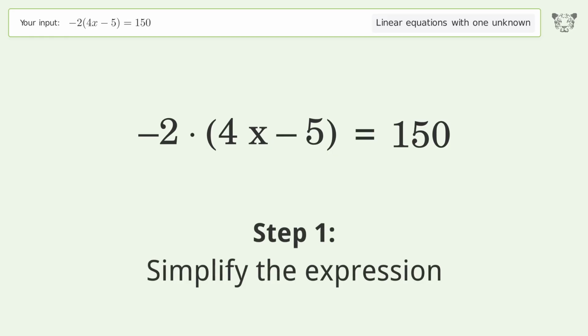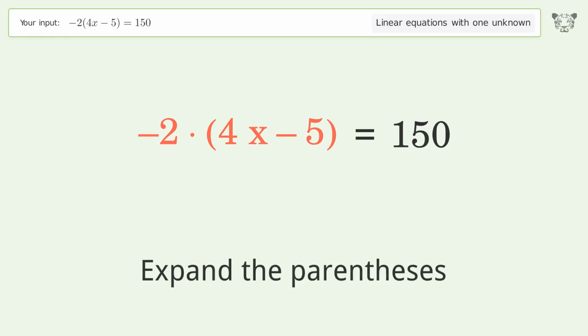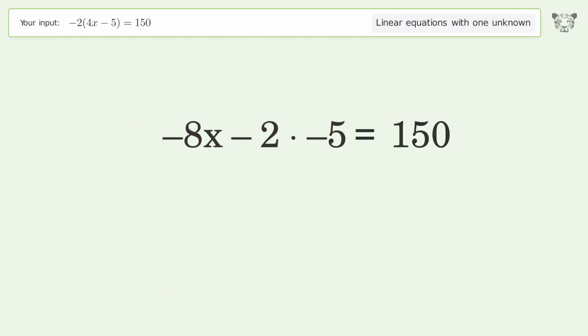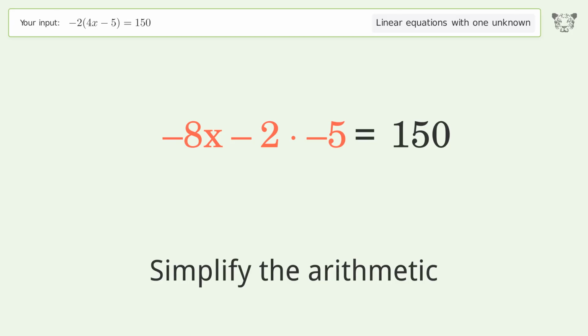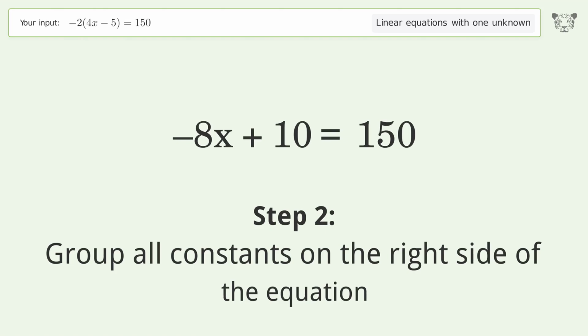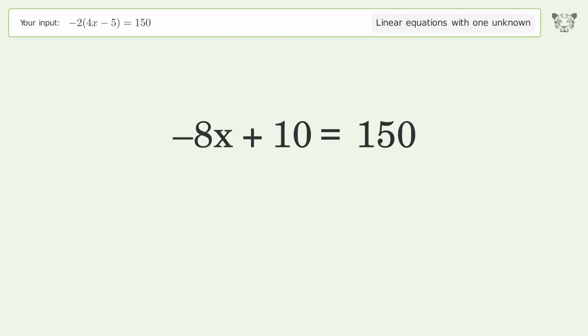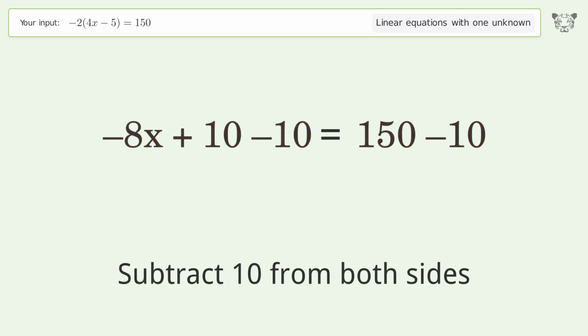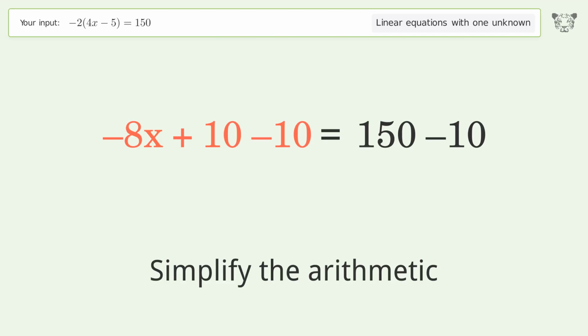Simplify the expression. Expand the parentheses. Multiply the coefficients. Simplify the arithmetic. Group all constants on the right side of the equation. Subtract 10 from both sides. Simplify the arithmetic.